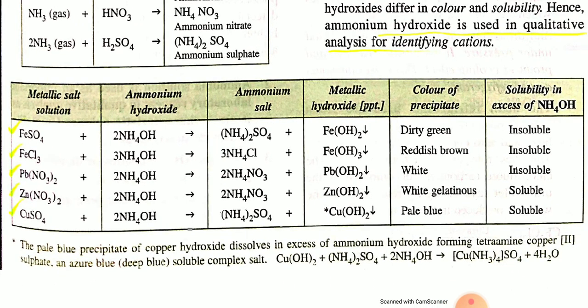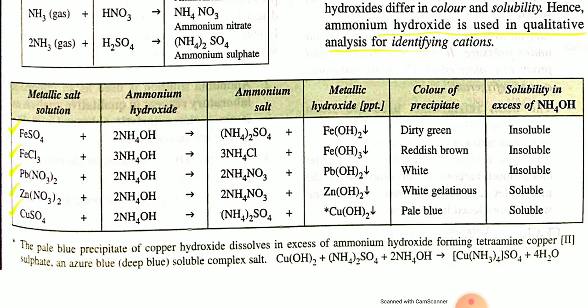analytical chemistry. Similarly, when FeCl3 reacts with ammonia solution, FeCl3 plus 3NH4OH, arrow, the products are ammonium chloride, NH4Cl, plus ferric hydroxide precipitate, Fe(OH)3, and the color of the precipitate is reddish brown, which is insoluble in excess ammonium hydroxide.